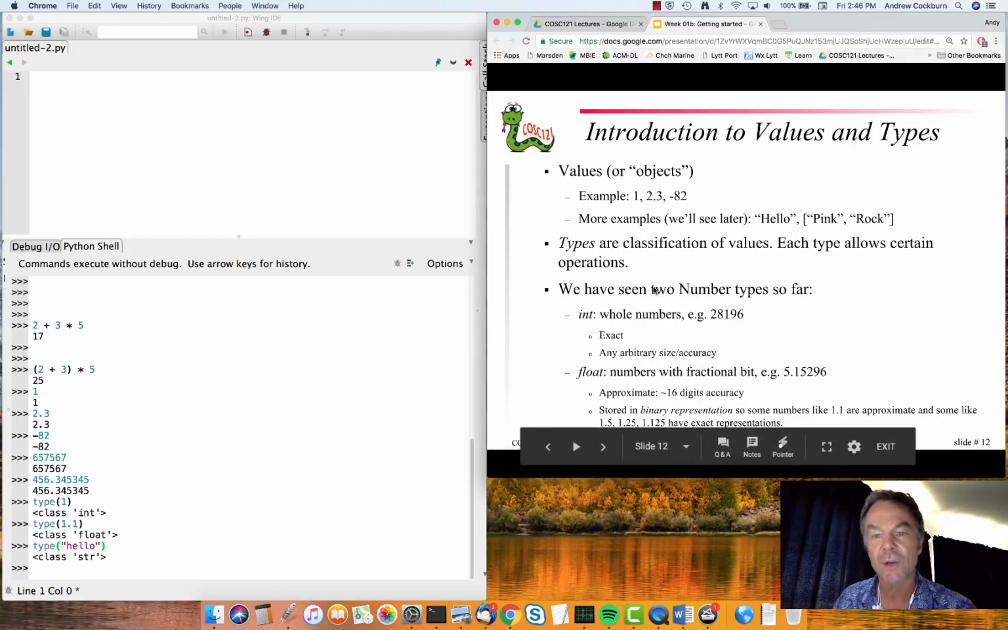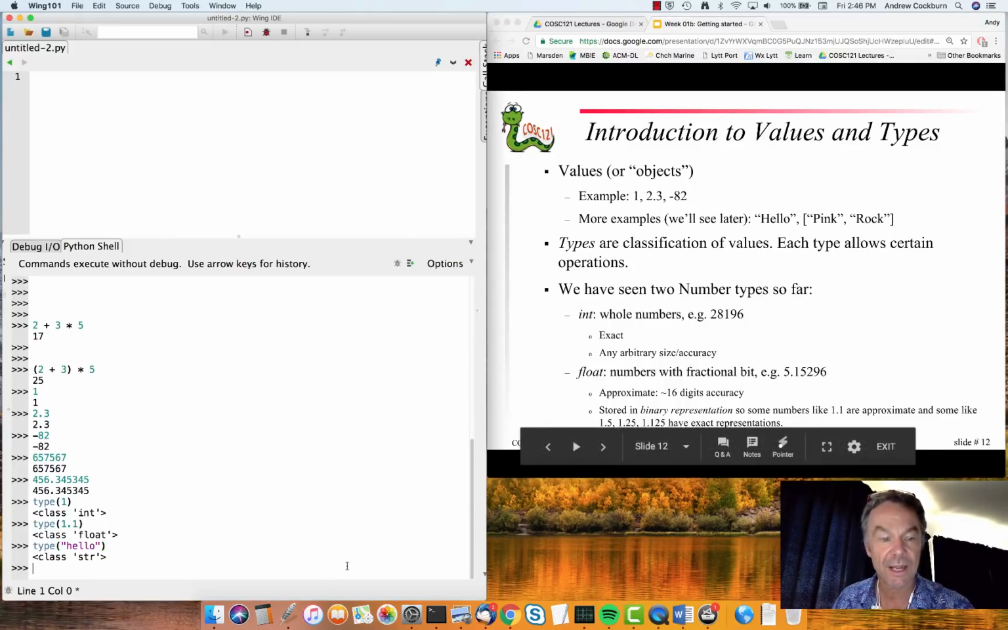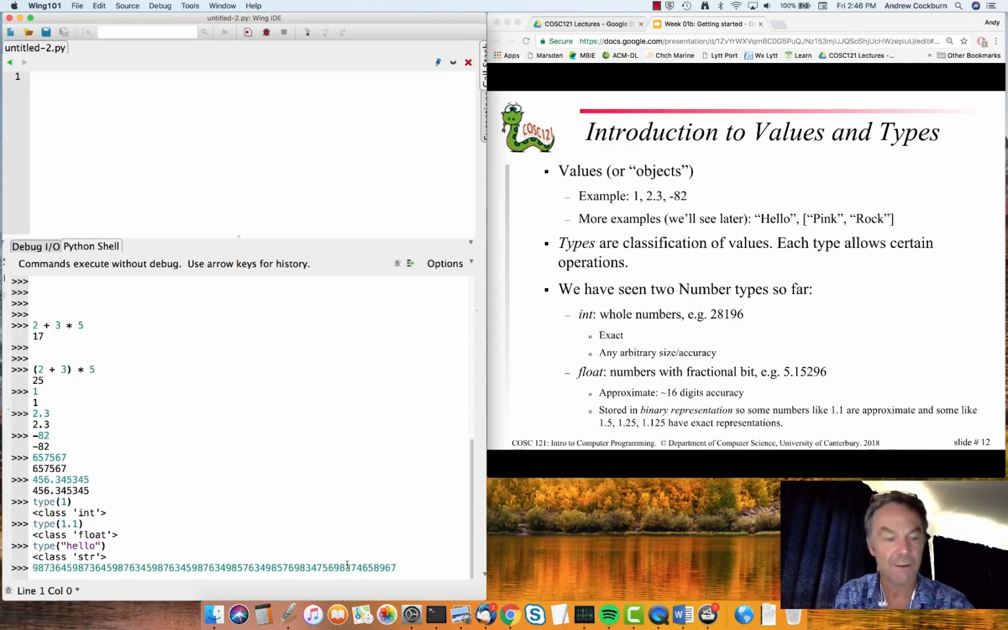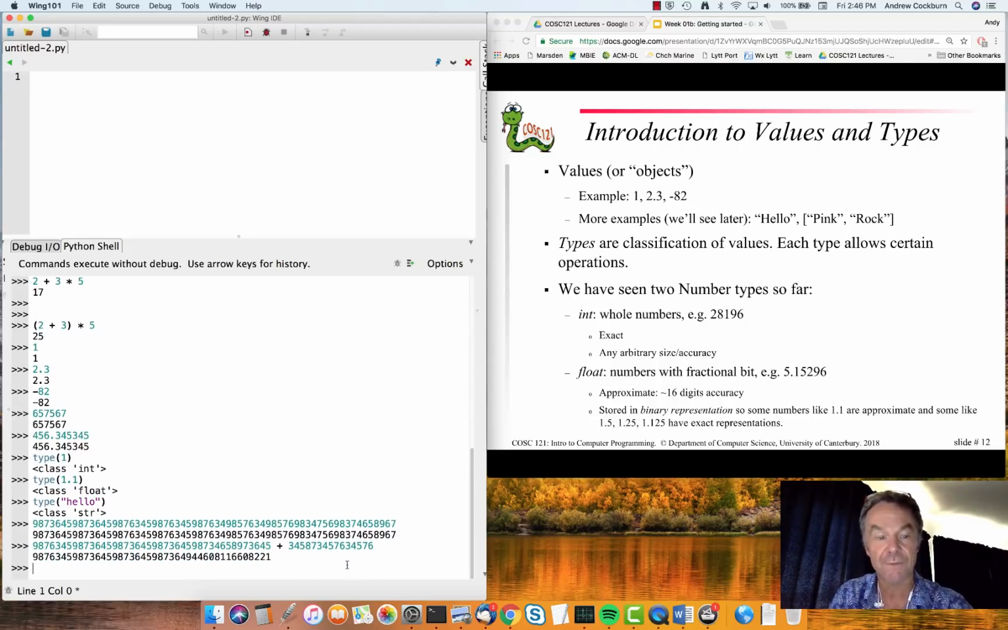We're seeing that we've already introduced 2 number types, whole number types like 28,196. When it's a whole number, it's an int, it's exact, and it can be arbitrary size and accuracy. So I can have some huge number, and it's simply going to reflect that number to me, and I can use that huge number, provided it remains a number, in an expression, and it does the computation for me. Okay, those are integers we're looking at right there, and integers are arbitrary size and accuracy, and they're exact.